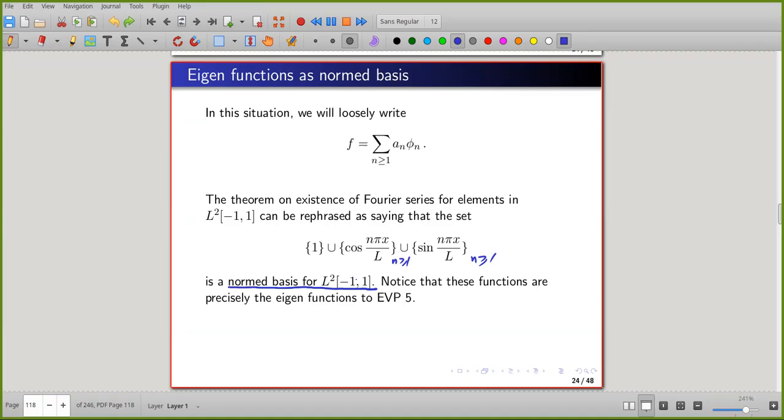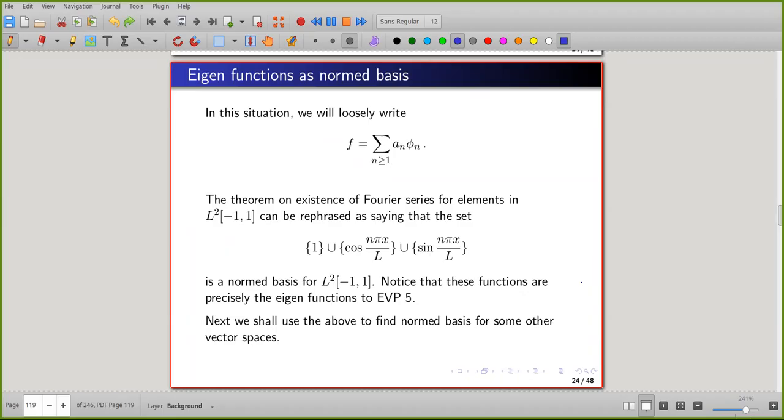And notice that these functions are precisely the eigenfunctions to EVP5. This fits into what I had said earlier, a theme which will come again and again. We have a family of differential equations. Here that differential equation is y double prime plus lambda y is equal to 0, where lambda belongs to the real numbers. This collection of differential equations will throw up some solutions, and when we put them together, they will form a norm basis for a certain inner product space. In this case, the inner product space happens to be L2 minus 1 comma 1.